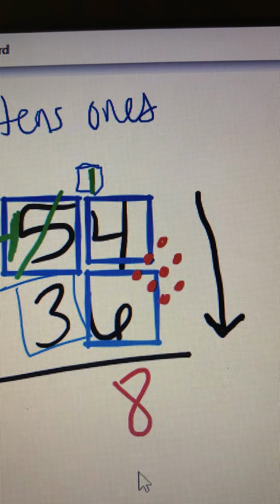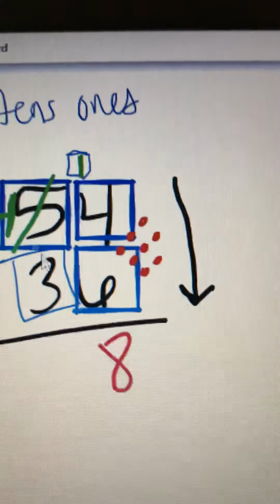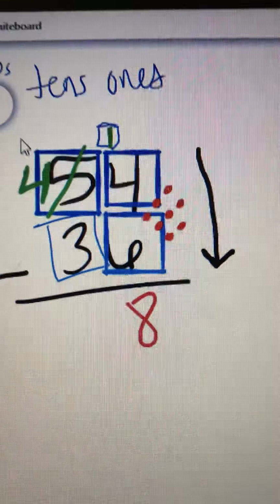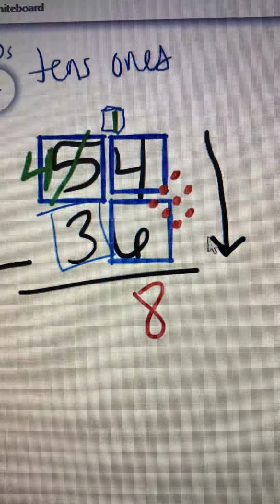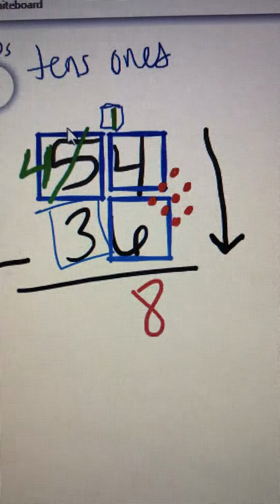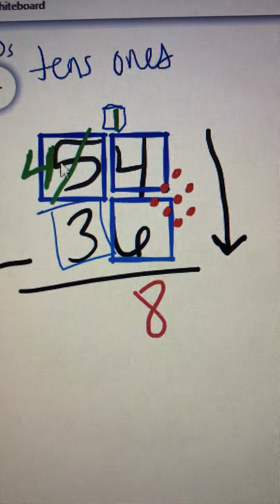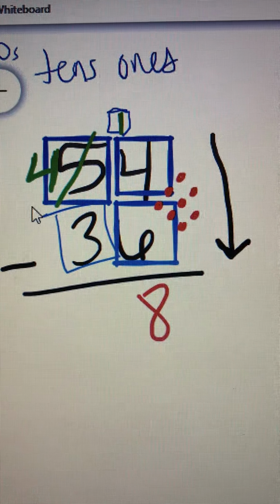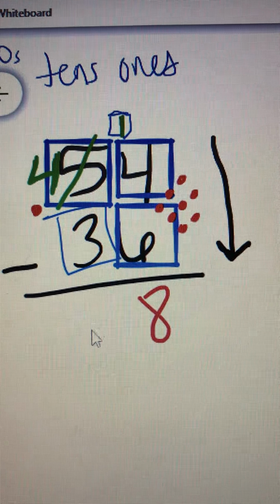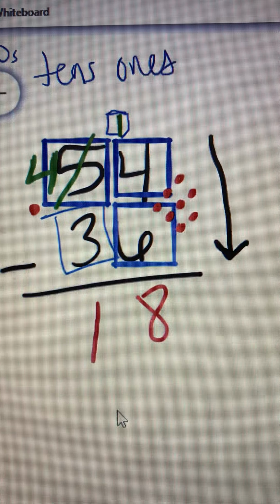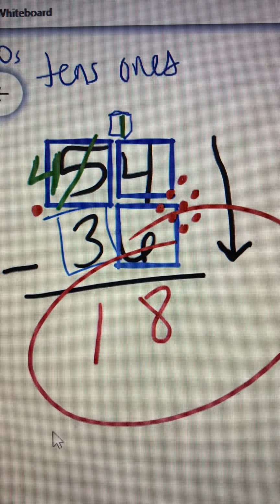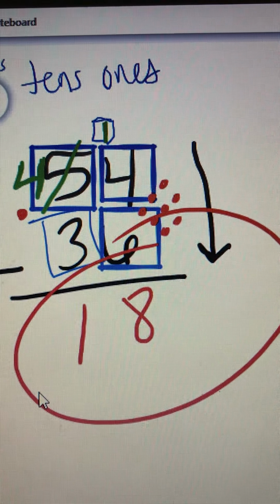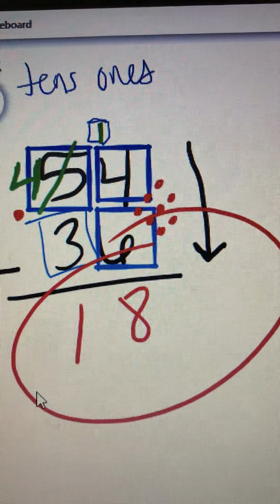8. Perfect. So it was not a double digit, so I do not need to put anything up here. I don't need to put a 1 or a 2 or anything. So there's only 8. So I put 8 there. And now I can come to the tens place and I can count up from 3 to 4. So 3, 4. There's only one dot, so the answer is 18. Okay, so what I want you to do now is I want you to try this on your own using the count up method. Okay.